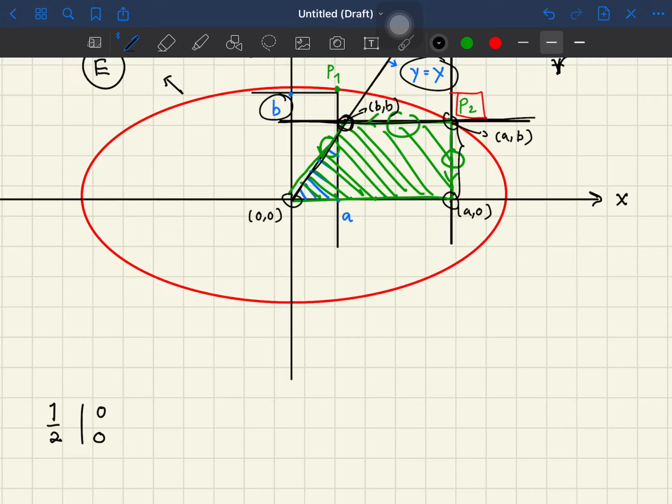In this case, I want to choose anti-clockwise. So A0, AB, and then BB equals to the area A, which is the maximum area. So I use capital A.